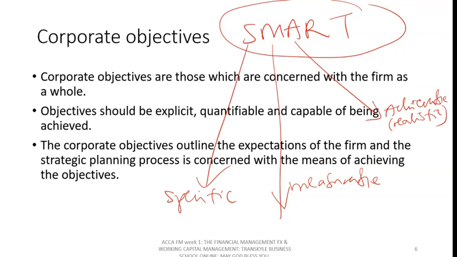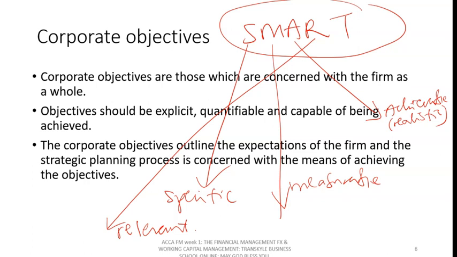All right, then we have got an R. The R here is for relevance. The objective should be relevant. Relevant in the sense that we do not want an objective that is wayward, that does not address our specific needs, our specific circumstances. It should be relevant to the corporate strategy as a whole.